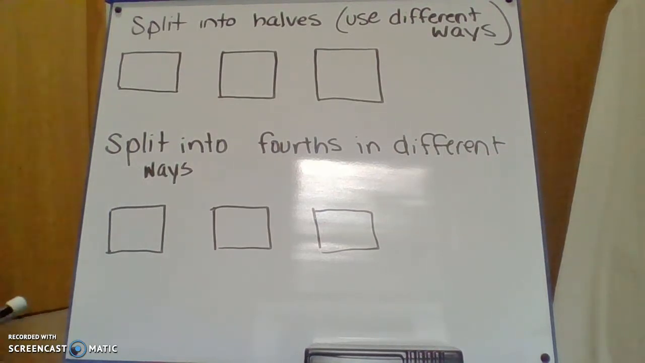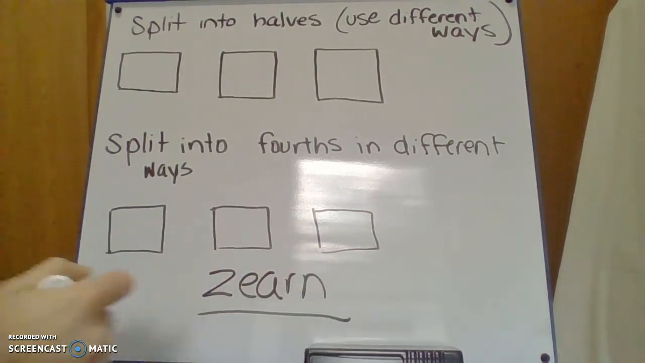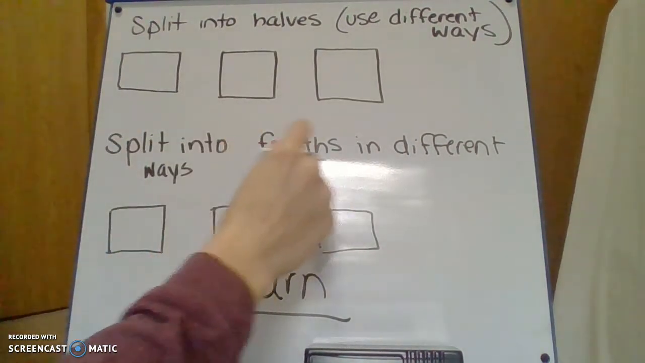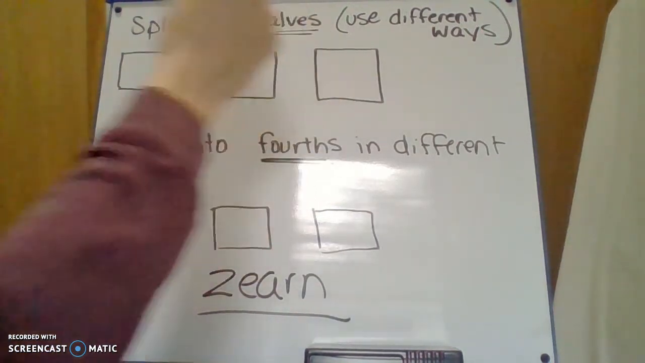I want to have you practice splitting them up and being visually aware of the halves and the fourths that you're splitting up. Although they might look different, like we did with our example, they still are the same. So just practice splitting them in different ways. If you can, use a piece of paper to do what I did. Be careful, make sure it's fourths and halves.